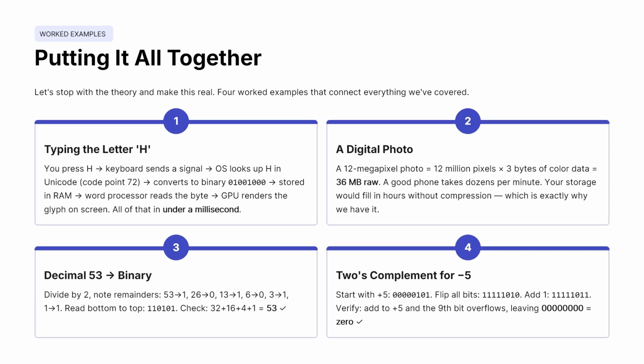Read the remainders bottom to top: 1, 1, 0, 1, 0, 1. Check: 32 plus 16 plus 4 plus 1 equals 53. On screen, step-by-step division table showing the conversion of 53 to binary. Example 4. 2's complement for -5. Start with +5 in 8-bit binary.